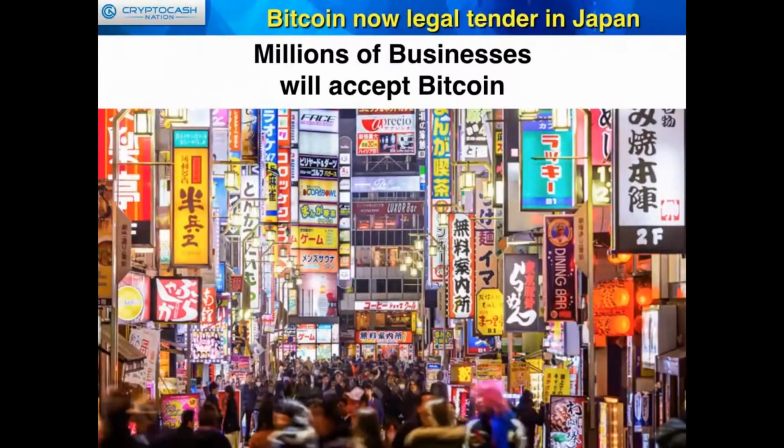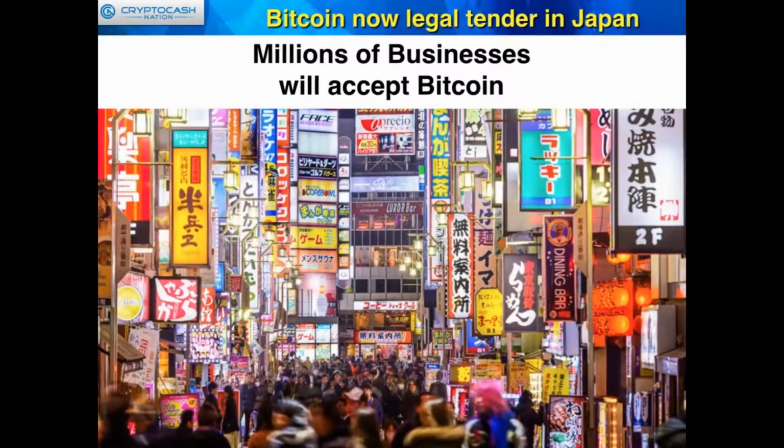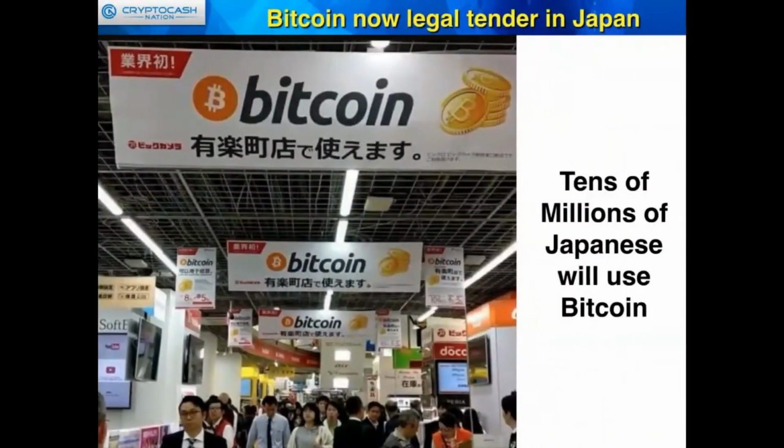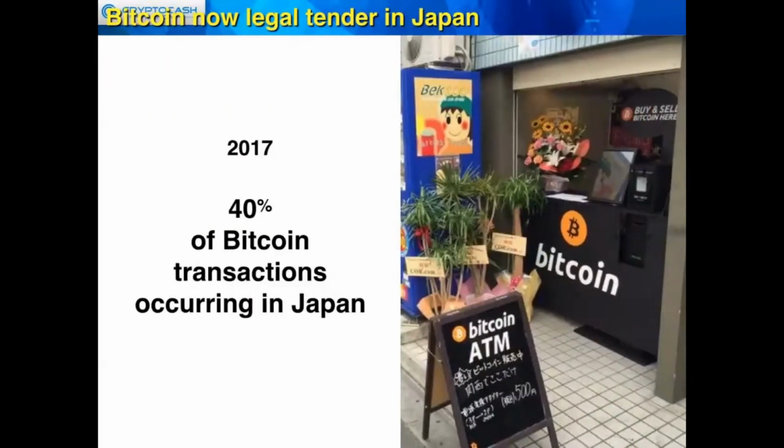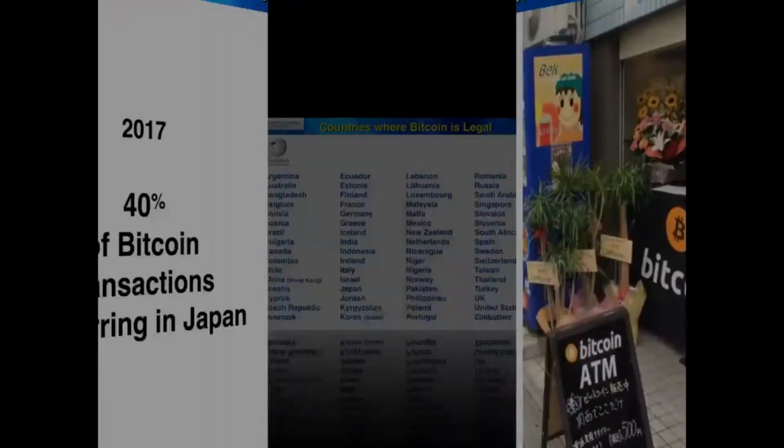And millions of businesses will start accepting Bitcoin. They're getting the terminals in, and they're getting the wallets downloaded and getting up to speed, which means that tens of millions of Japanese will start using Bitcoin. And as of the end of 2017, give or take a bit, 40% of all Bitcoin transactions are occurring in Japan. And here's a cubicle right there on the street where you can just go in and get some Bitcoin. They're all over the place. And indeed, Bitcoin went through the roof.